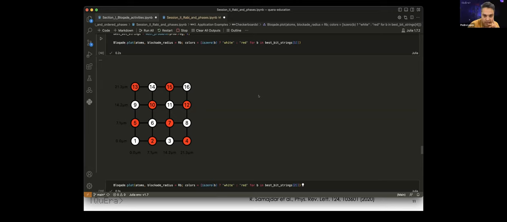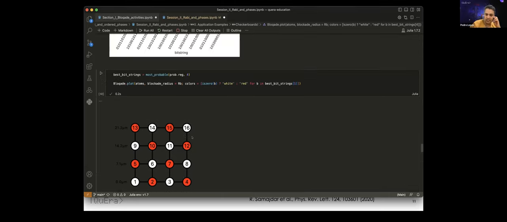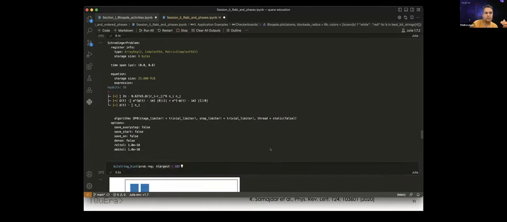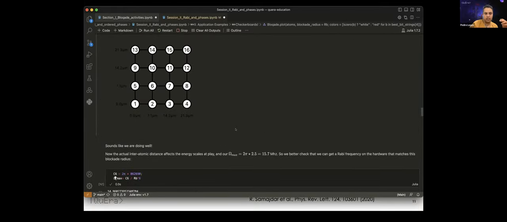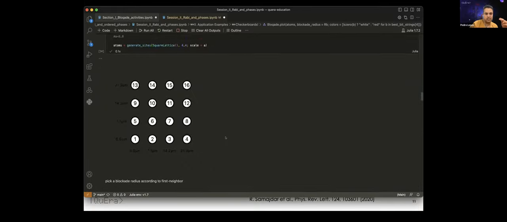So, nice question. What's the point of the exercise? Does it try to find something or is it just an exercise to demonstrate how to do a simulation? The purpose of this exercise is really to teach you how to use Blockade from the beginning to the end, to deploy the functions that you learned yesterday, right?